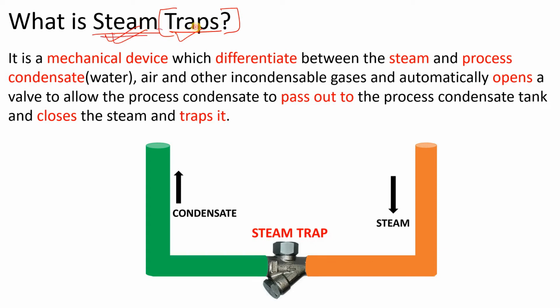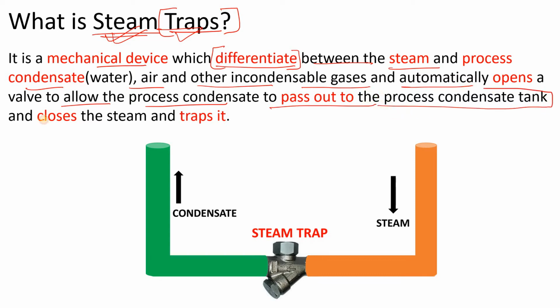So what is a steam trap? We see the definition: it is a mechanical device which differentiates between steam and process condensate, air and other uncondensable gases, and automatically opens a valve to allow the process condensate to pass out to the process condensate tank, and closes to trap the steam.